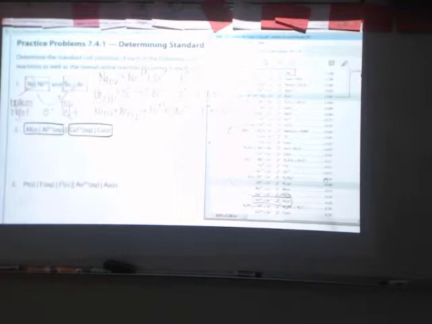So the electrons aren't balanced. We have to balance them out. Unfortunately, yes. That's fine. So I'm just going to preempt that then.